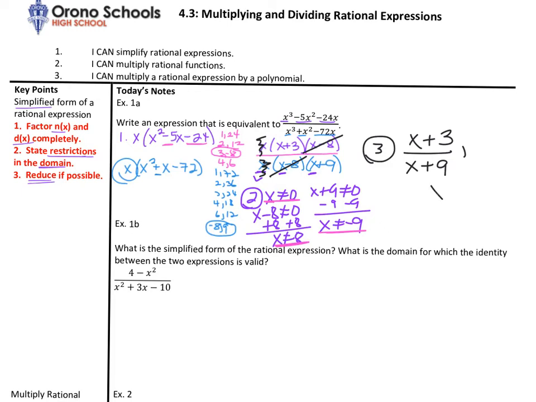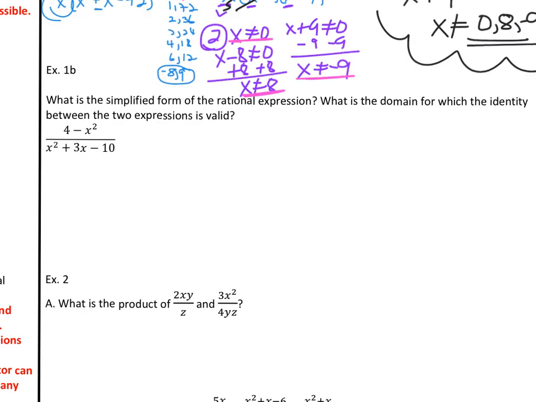We also have to include the fact that x can't equal 0, positive 8, or negative 9. Now remember, we have to include all of our restrictions because at any time if the fraction is undefined, then we can't go any further. So this would be our final answer.